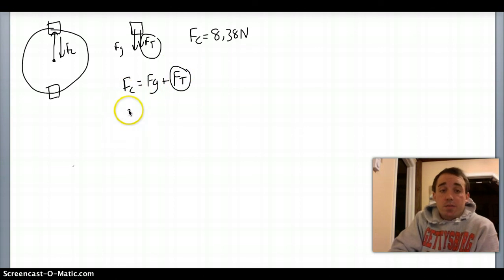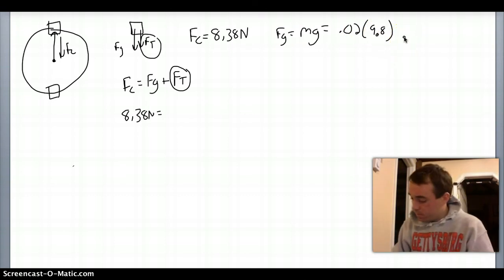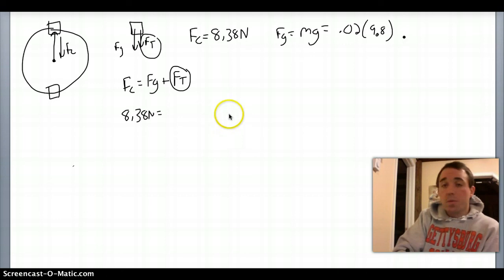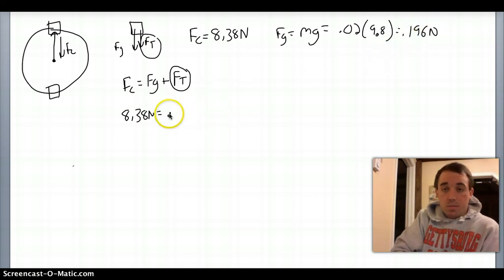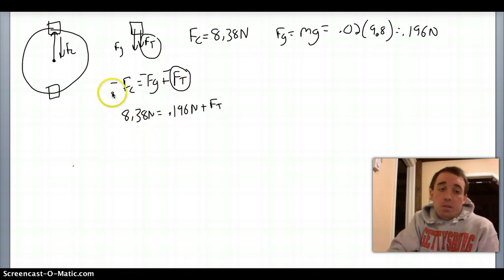So I know my centripetal force is 8.38 newtons, and I know that my force of gravity is my mass times my acceleration due to gravity, which is 0.02 times 9.8, which is 0.196 newtons, equals 0.196 newtons plus Ft. And really I could have all of these as negative, but if they're all negative, they cancel out anyway. So I can just make it positive, just to make the math a little easier to see.